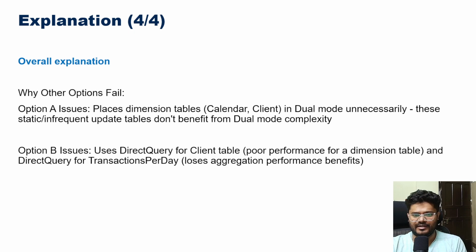Because in option A, it places the dimension table in dual mode. These static or infrequent updates don't benefit from dual mode, right? Because ultimately the ask is that we want to improve the performance for the model. So hence these options are incorrect.